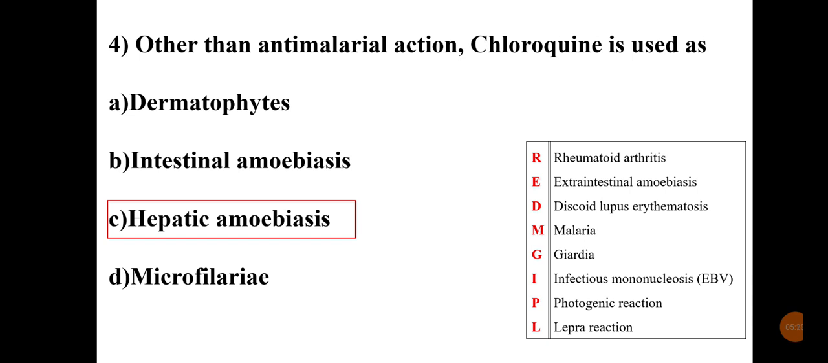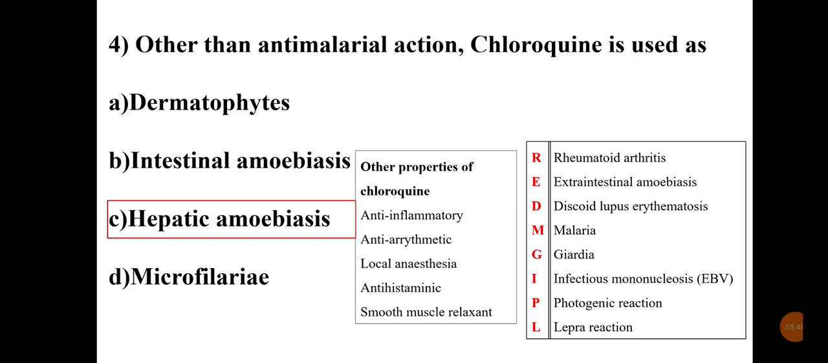The next, D for discoid lupus erythematosus, then malaria, then giardia, then infectious mononucleosis, right? Actually, infectious mononucleosis is a disease caused by a virus. Which virus? That is EBV, Epstein-Barr virus. So that is also very important. Then photogenic reactions, then lepra reactions. So in all these categories, chloroquine is used, right?